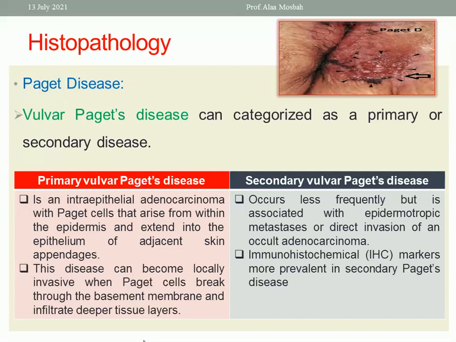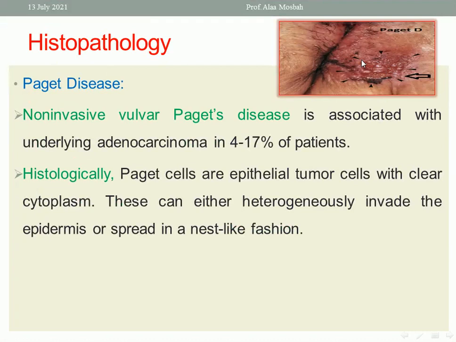Immunohistochemical markers are more prevalent in secondary Paget disease. In this picture, this is the Paget disease. The non-invasive vulvar Paget disease is associated with underlying adenocarcinoma in 4 to 17% of patients. Histologically, Paget cells are epithelial tumor cells with clear cytoplasm. They can either heterogeneously invade the epidermis or spread in a nest-like fashion.